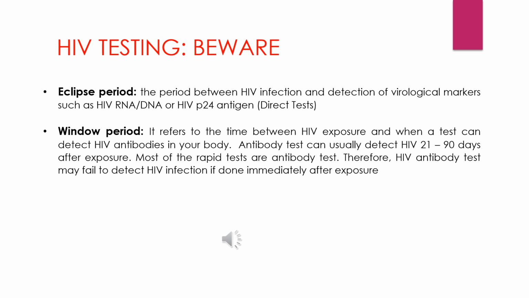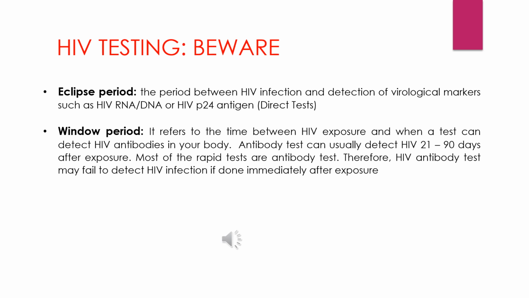There are certain situations in which, although the person is infected with HIV, the test appears negative, and these are known as false negative tests. One period is known as the eclipse period. This is the period between HIV infection and the detection of virological markers such as HIV RNA, DNA, or P24 antigen, which is a direct test. Generally, this period ranges from a few days to a couple of weeks.